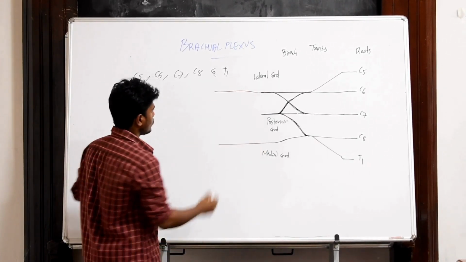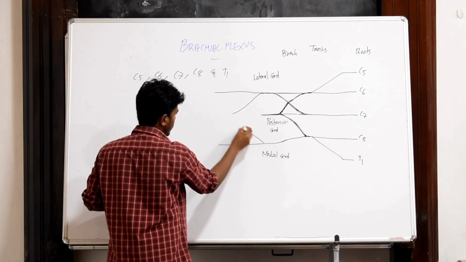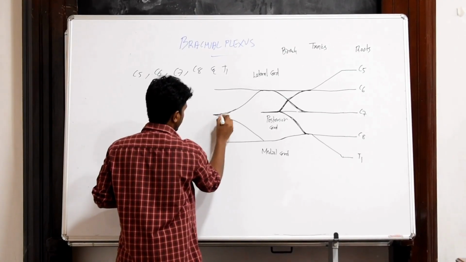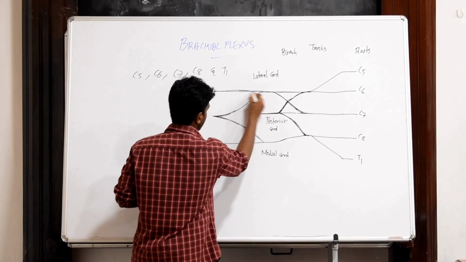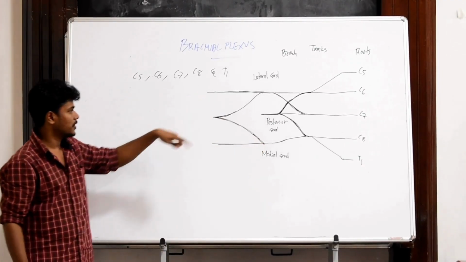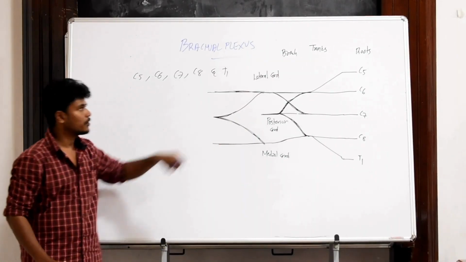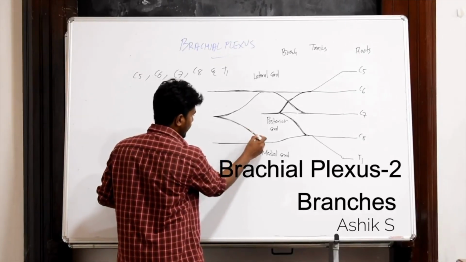Now, the lateral cord gives off a division. Similarly, the medial cord also has a division, which both unite to form a nerve. And here we could see the shape of an M. This is the basic framework of brachial plexus. Now we can deal with the branches of the brachial plexus.